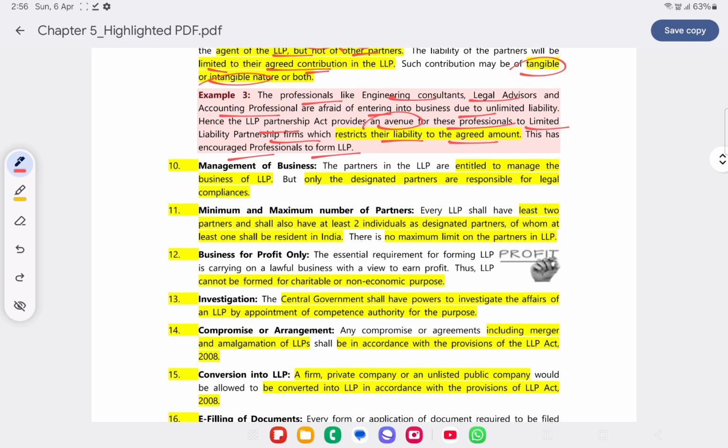Management of business. It will be managed by partners, but for legal compliances, only designated partners are responsible. Minimum and maximum: minimum, there will have to be at least 2. Maximum, there's no limit. Maximum, unlimited.